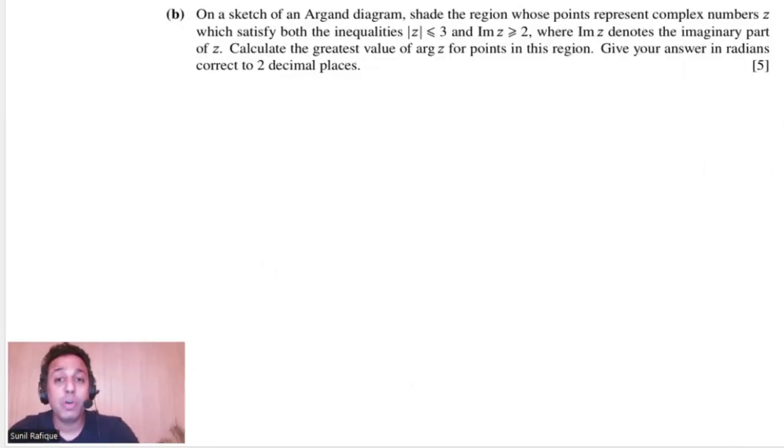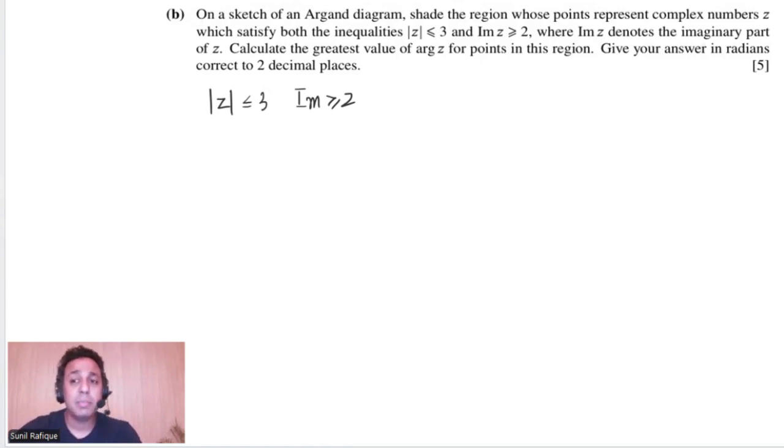On a sketch of an Argand diagram, shade the region whose points represent complex numbers z which satisfy both inequalities. So one of them is mod z less than or equal to 3. And the other one is imaginary part of z greater than or equal to 2, where Im z denotes the imaginary part of z. Calculate the greatest value of argument of z for the points in the region. Give your answer in radians correct to 2 decimal places.